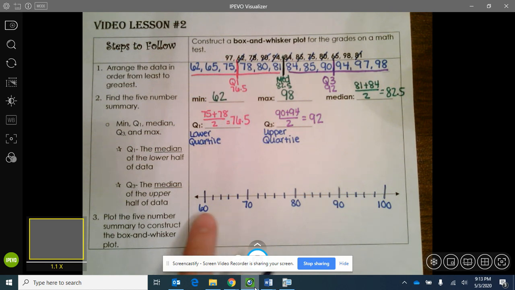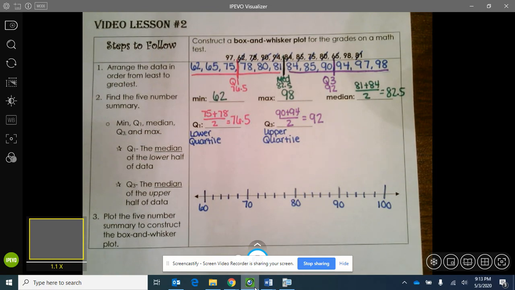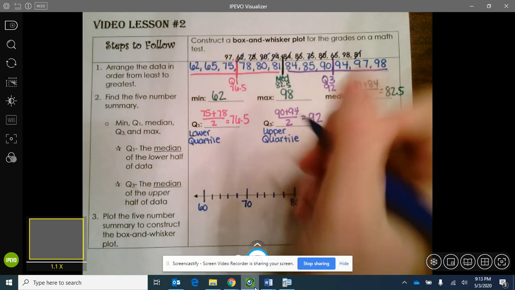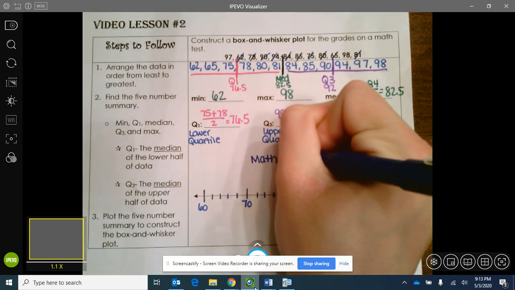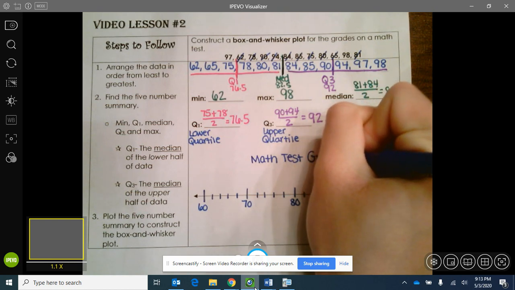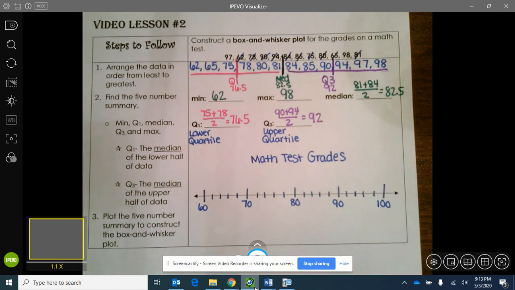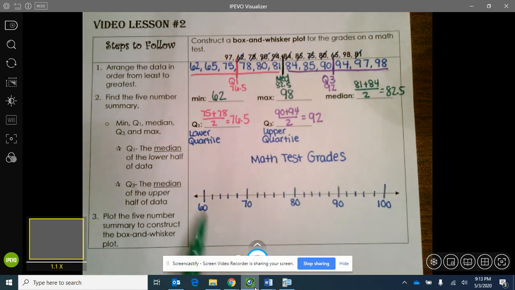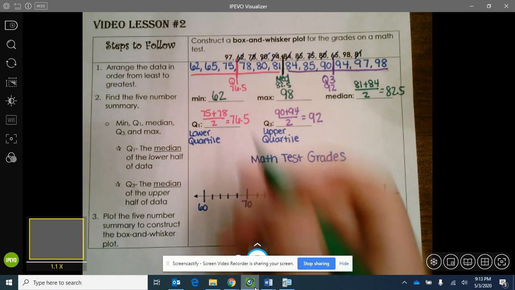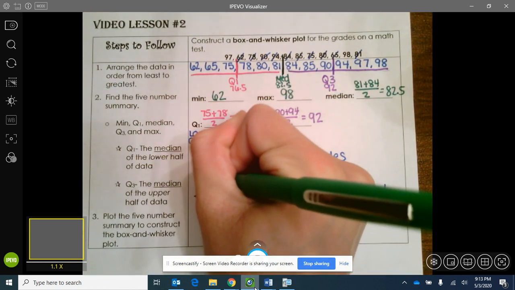Okay? Now that I have my 5-number summary, I can go ahead and come down to my number line. If it's not labeled, you want to go ahead and label that. You want to give it a title. So for this data, we're looking at math test grades. So I'm just going to label that. And I'm going to go ahead and construct my box and whisker plot. So my minimum was 62. You'll notice I counted by tens, but each tick mark is really 2. So this is 60, 62, 64, 66, 68, 70. So 62 would be right here.